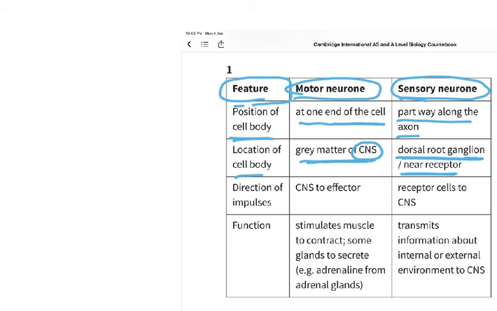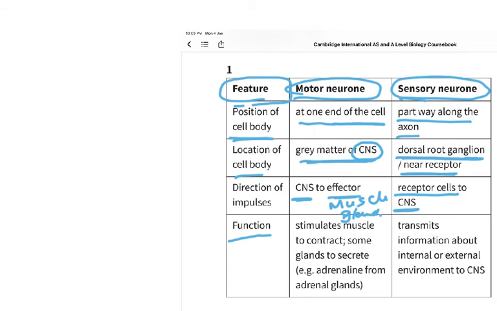Direction of the impulses: motor neurons are going to carry impulses to muscles and glands. So that has to be from the brain and spinal cord, which is the central nervous system, to the effector. And the effector can be either a muscle or a gland. While in the sensory neurons, like when you touch something hot, the receptor cells are in the skin, and the sensory neurons are going to carry the information to the spinal cord, and your brain is going to be informed. And that is how you're going to respond to touching something hot and withdrawing your hand.